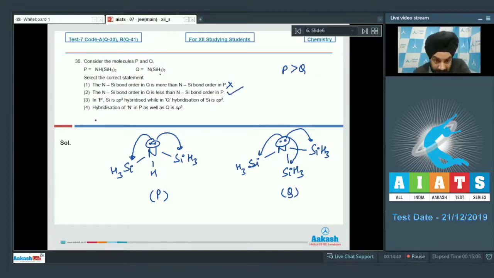If you talk about the third option now, in P, silicon is sp3 hybridized, while in Q, the hybridization of silicon is sp2. This is not correct, students. Silicon is sp3 hybridized in both the cases. If you talk about the fourth option now, hybridization of N in P as well as in Q is sp3. This is not correct, students. In both these compounds, the lone pair of nitrogen is delocalized. So nitrogen is sp2 hybridized in both these cases. So students, for question number 30, we have to mark the correct answer as option 2. Let us look at the next question now.